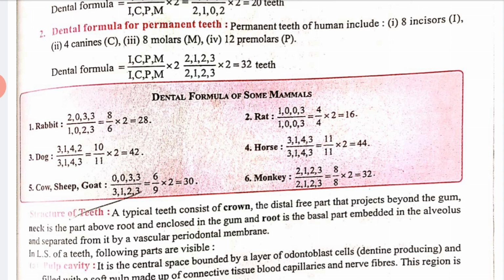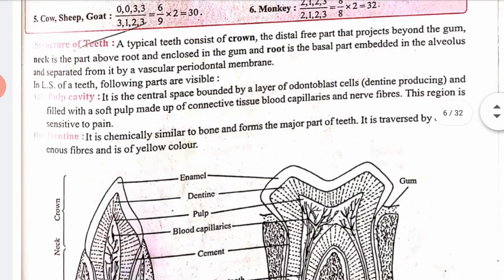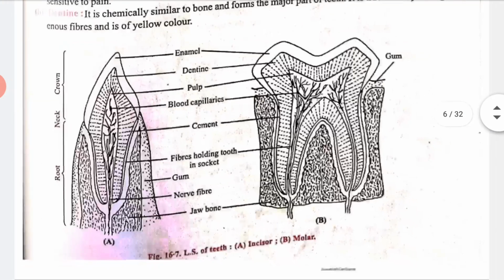Okay, so let's talk about the structure of teeth. We have seen that a typical tooth consists of a crown. See this picture. The first part is known as the crown, the middle part is known as the neck, and the last part, which is attached to our jaw, is known as the root. The side view we have is a molar structure. This is also the same.